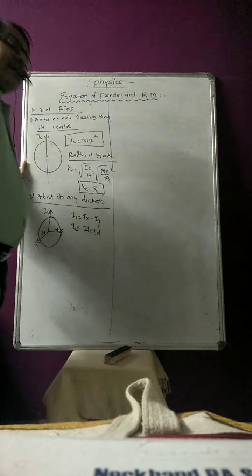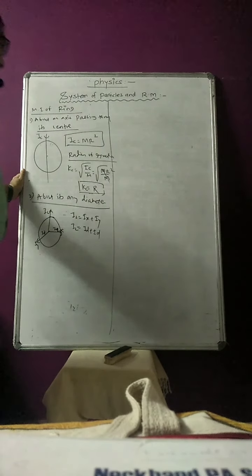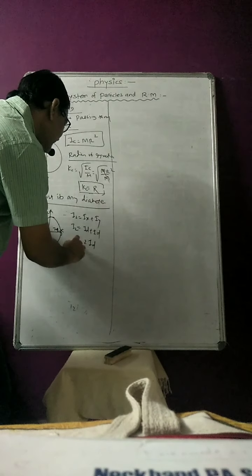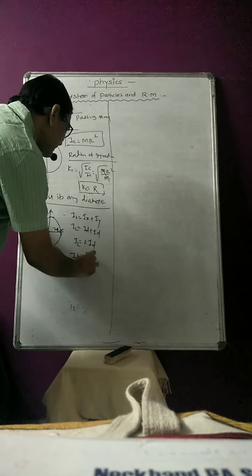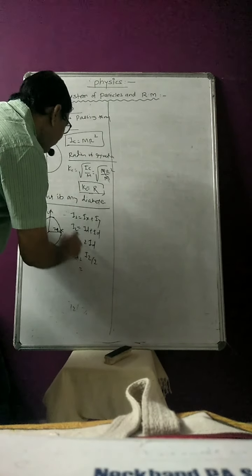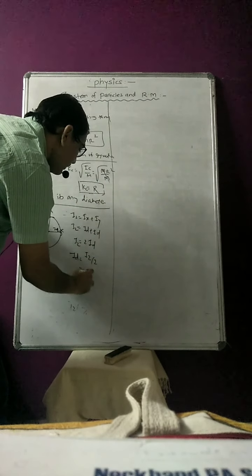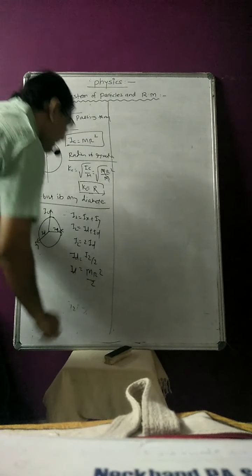So therefore Iz is equal to Id plus Id. So that is equal to 2 times Id, that is equal to Iz. Or moment of inertia about any diameter is equal to Iz by 2. And what is Iz now? That is Ic, which we have calculated as MR square. So therefore MR square by 2. So that will be Id.